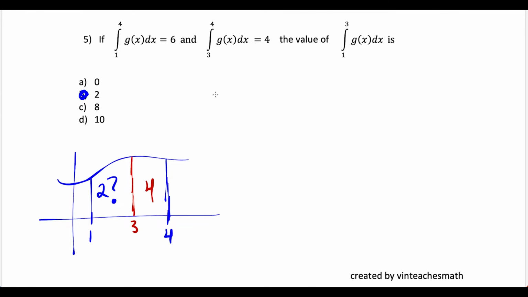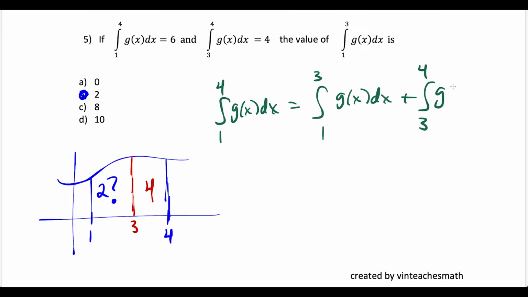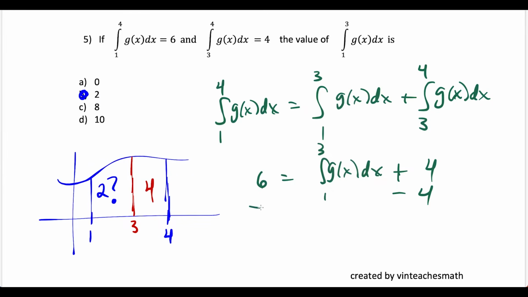But if you really wanted to write out a technical response, just know that the entire area from 1 to 4 of g of x is equal to, we could break this into two integrals going from 1 to 3 of g of x, and then we could add the integral from 3 to 4 of g of x. So this is just a nice property here for definite integrals. So then if we made the substitution, you see from 1 to 4 it worked out to 6, and then from 1 to 3 is what we're actually looking for. And then the last piece here, from 3 to 4, the actual area was 4 square units. So here we would just have to subtract 4 on both sides. And notice when we isolate the definite integral, it does work out to 2. So choice B is our answer.